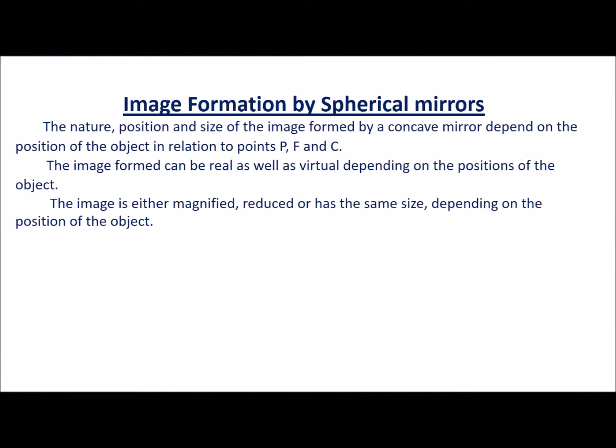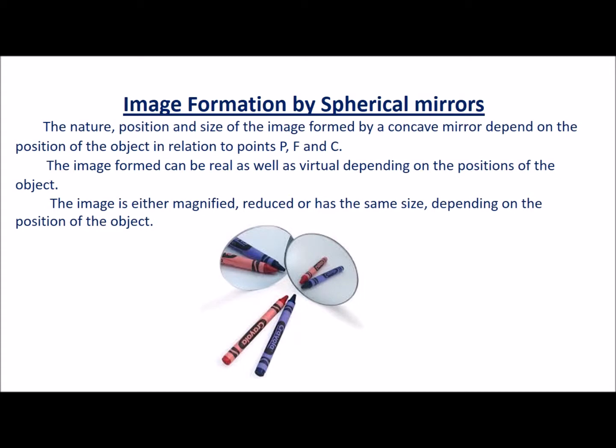Image formation by spherical mirrors. The nature, position and size of the image formed by a concave mirror depend on the position of the object in relation to points P, F and C. The image formed can be real as well as virtual depending on the position of the object. The image is either magnified, reduced or has the same size, depending on the position of the object.